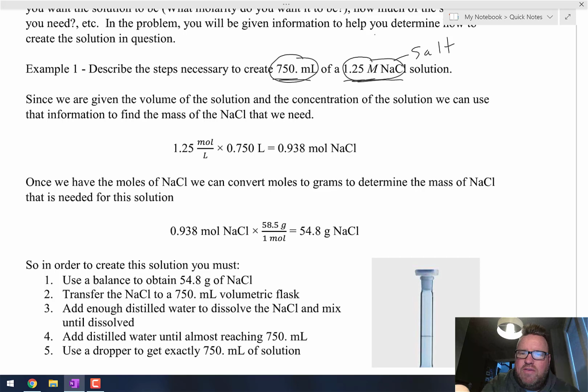and the volume, you know that you're going to be taking those two things and multiplying them to get the moles. So that's the first thing I do here: I take my 1.25 molar and multiply by that volume converted to liters. When I multiply those together, I get 0.938 moles of NaCl.